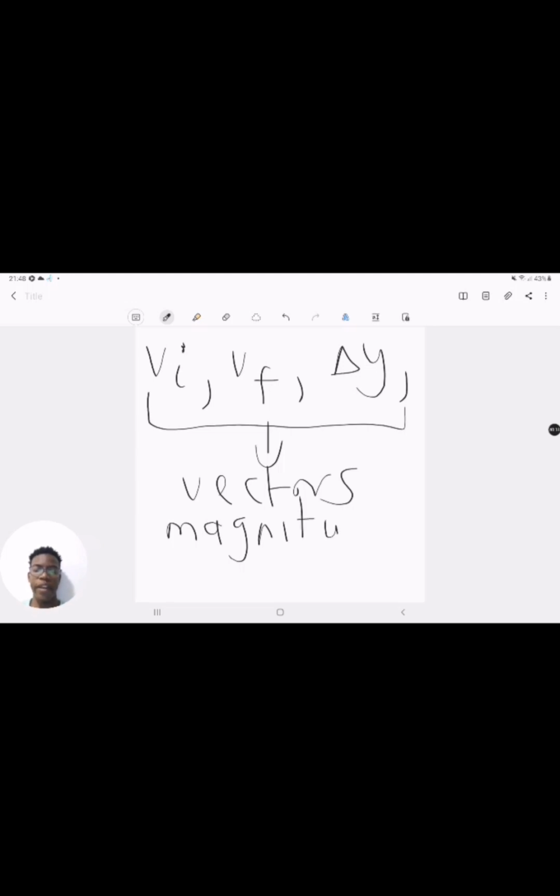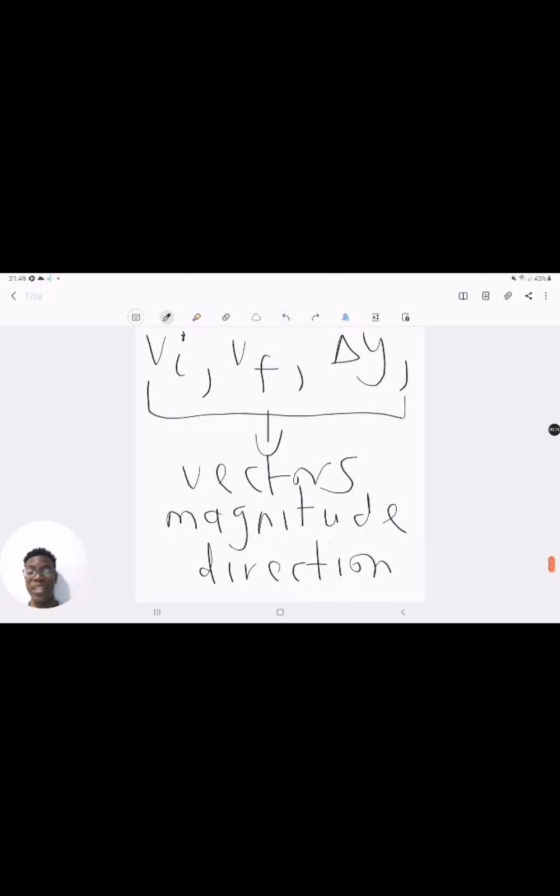They have a magnitude and they have a direction. Whenever you are doing calculations involving these, make sure that you specify the direction. It's very important. Direction is specified using signs.